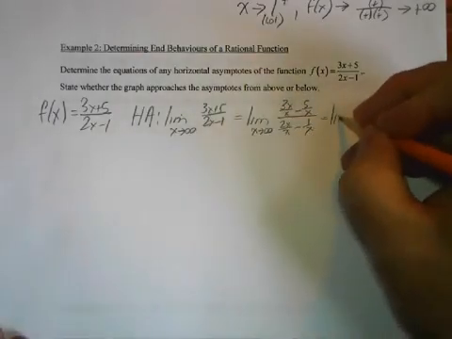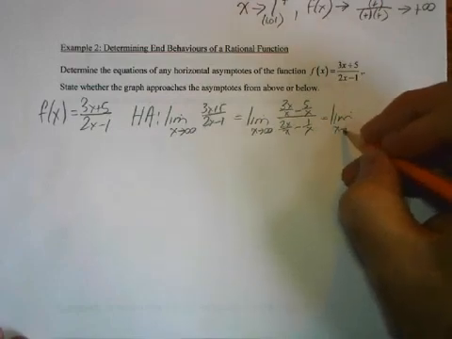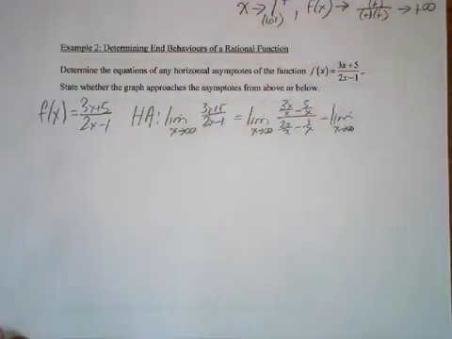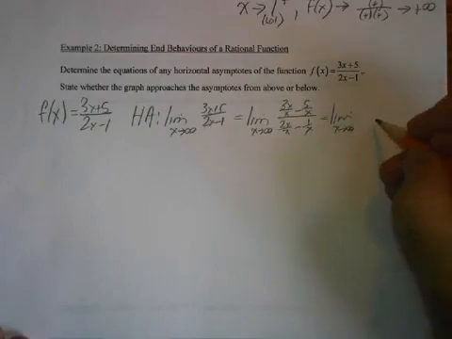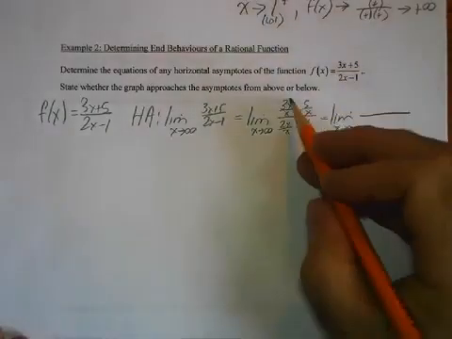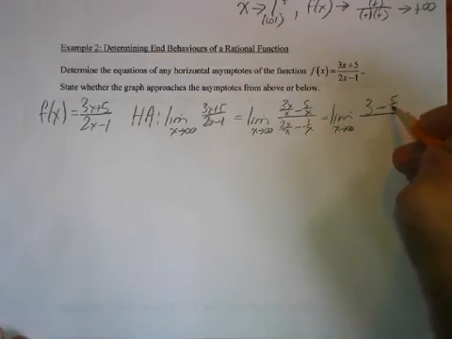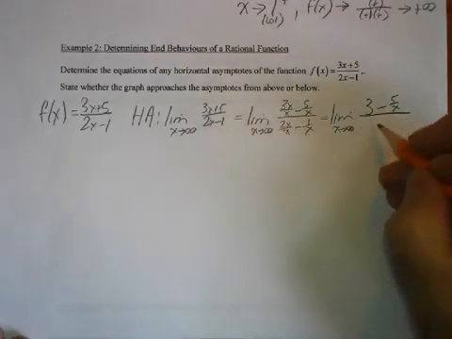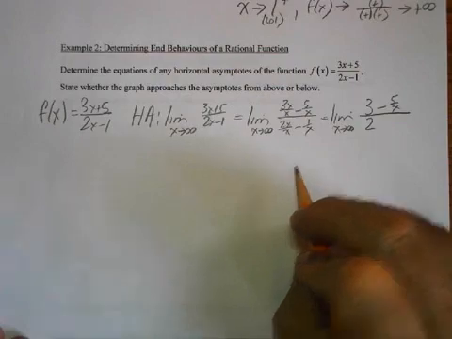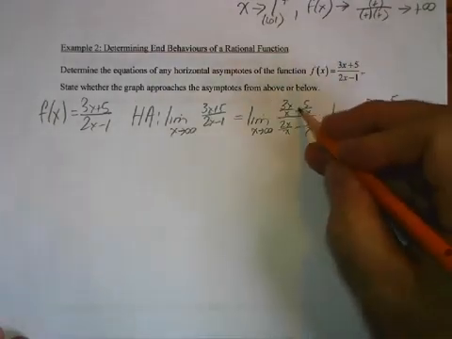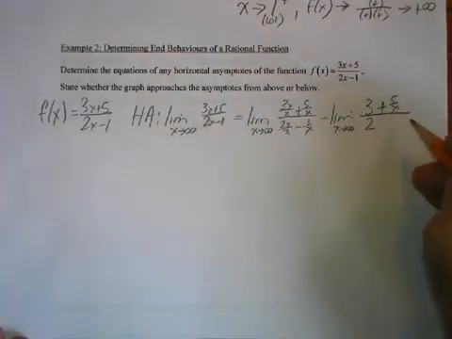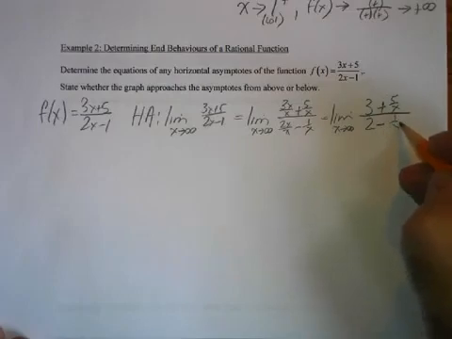And you can see what happens with that term there. The x's cancel out, so it's 3 minus 5 over x, and 2, sorry, that should be a plus. Okay, and a plus 5 over x, and a 2 minus 1 over x.